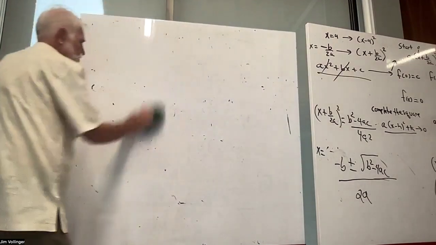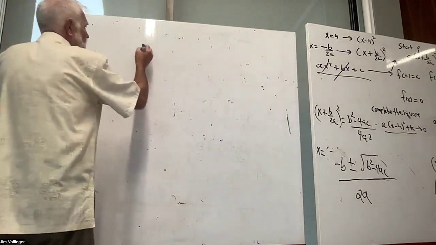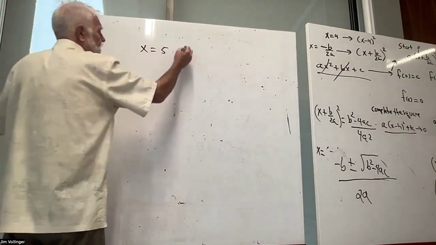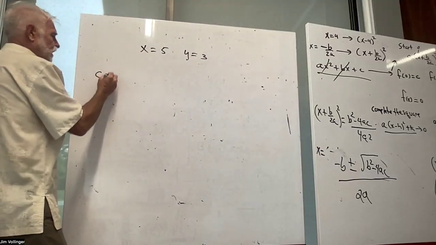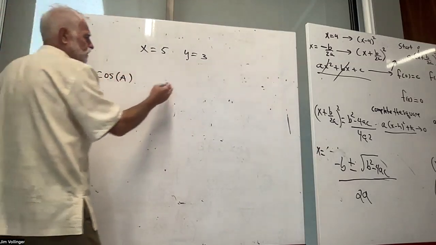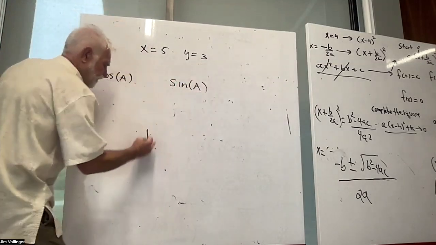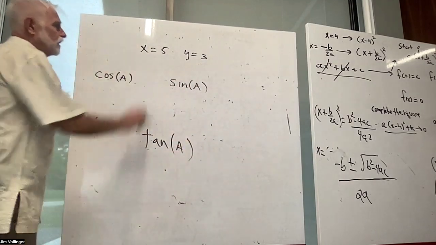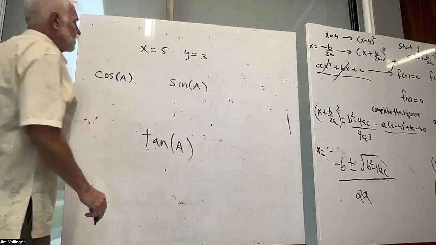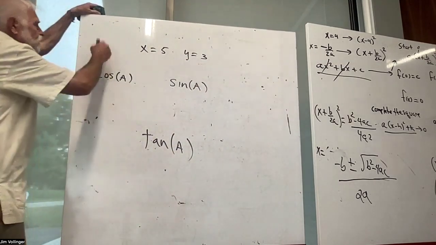I'll just give you 2 situations, and we'll practice it just one time. Let's say that x equals 5 and y equals 3. Can you find the cosine of angle A if drawn in standard position, the sine of angle A if drawn in standard position, and the tangent of angle A if drawn in standard position? X and Y are positive in the first quadrant. You can pause the video, try it on your own. I'm just going to do it here.